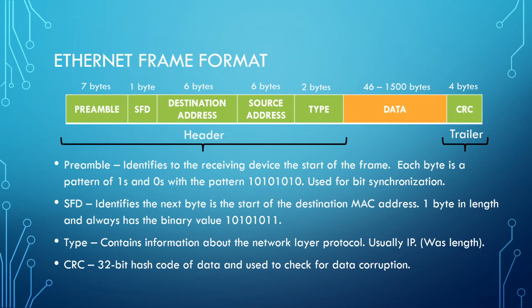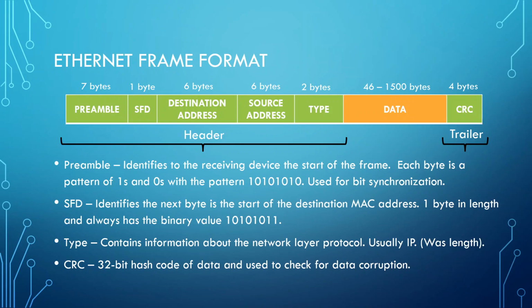It's going to run that through some sort of mathematical algorithm, which spits out a 32-bit hash code, and it's going to attach that to the Ethernet trailer as the CRC. This is used to check for errors as the data travels.